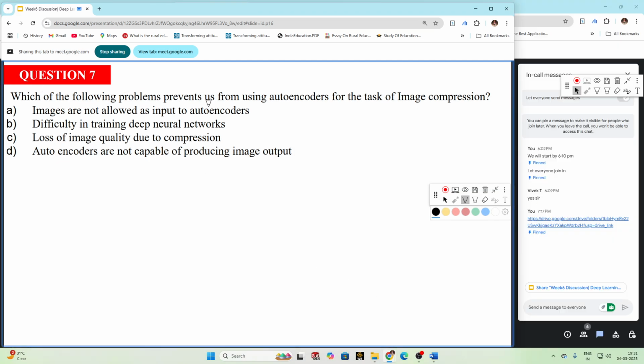Which of the following problems prevents us from using an autoencoder for the task of image compression? Option A, images are not allowed as input to an autoencoder. Option B, difficulty in training a deep neural network. Option C, loss of image quality due to compression. Option D, autoencoders are not capable of producing image output. So what do you think?